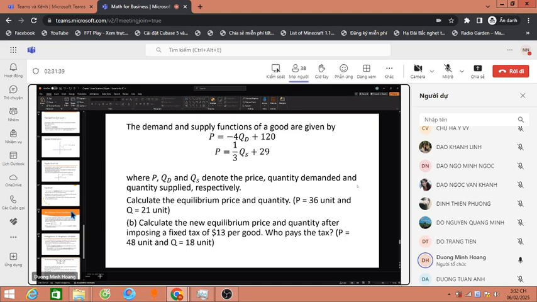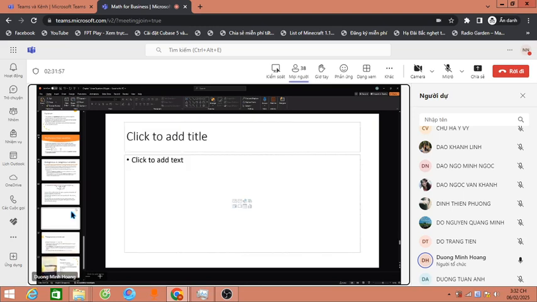Now, this last problem is probably the most important one in the chapter. In this chapter, I think this one is the most difficult. So let's go over it.